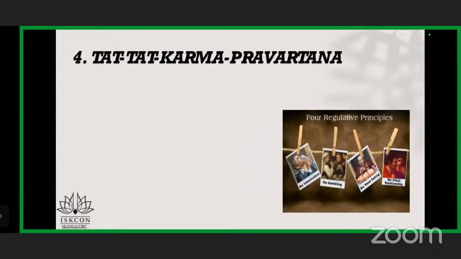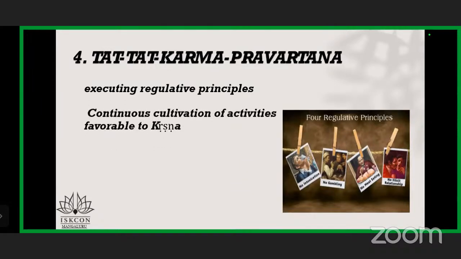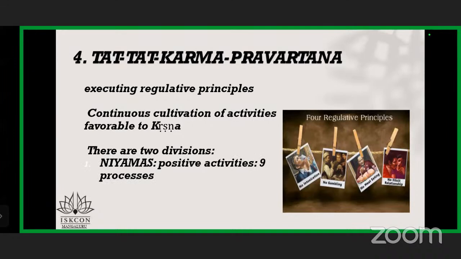Tat karma pravartanat: executing the regulatory principles, continuous cultivation of activities favorable to Krishna. We already understood what is favorable to Krishna. That is given in the Shastra, and Guru reveals it to us. And Prabhupada tells, no intoxication, no gambling, no meat eating, no illicit sex. When we follow these regulatory principles, it is very favorable to us. So one is niyama and another one is yama.